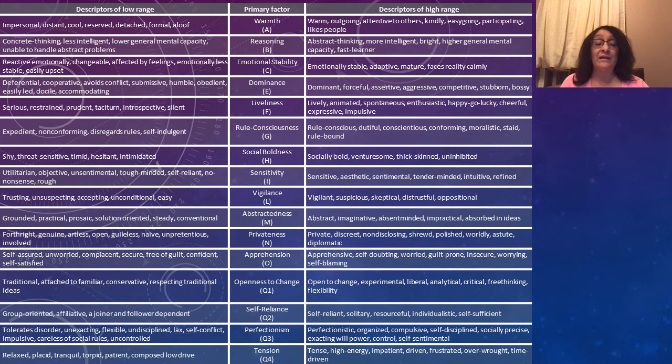Here is a table that identifies the primary factor as well as descriptors of what falls into the low and high ranges in regard to personality traits.